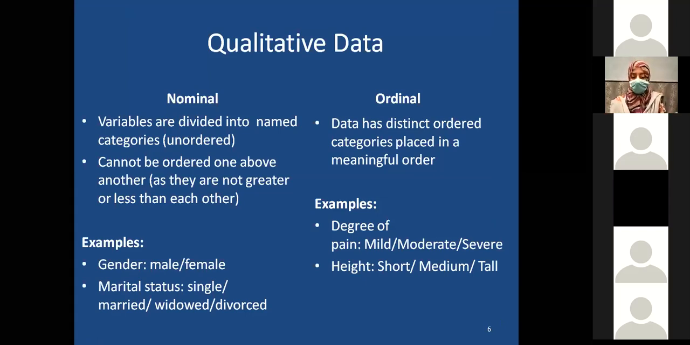And for example, the male and female, male does not come before, female does not come the next. Marital status, for example, single, married, divorced, widowed, whatever sequence you want, it is up to you.